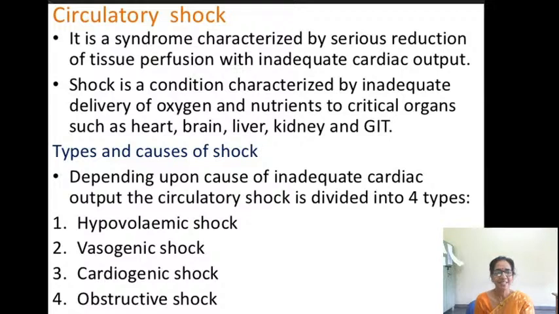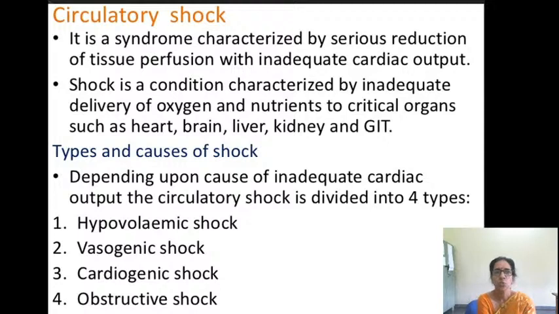Today the topic is shock. This I do in 2 classes. Today I'll be dealing with the first part of shock. So what is shock? Shock, it is a syndrome. Shock or circulatory shock are one and the same. Shock is a syndrome. What do you understand by syndrome? Syndrome is the collection of different entities having some common features.